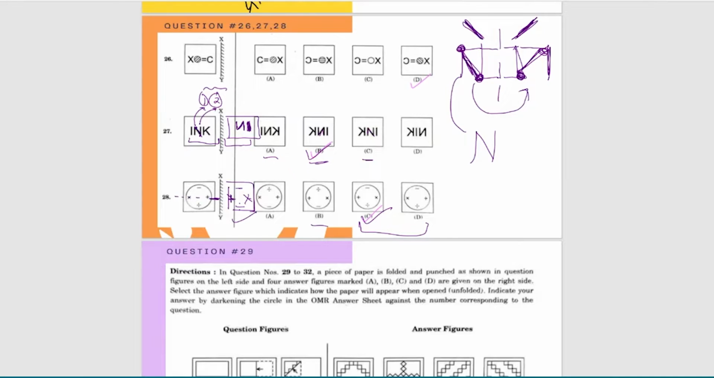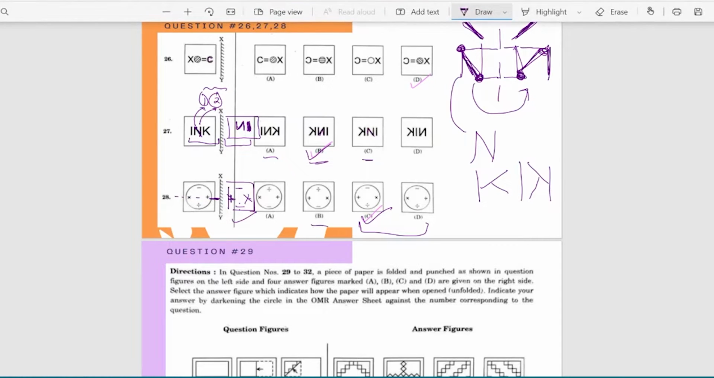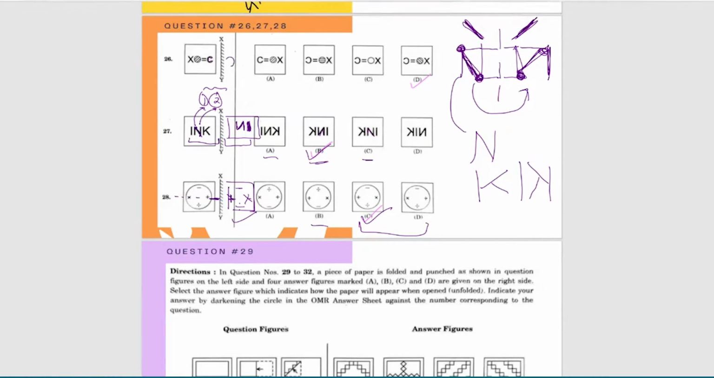So we can even check the k over here. Since the k looks like this, so in the final answer the k should look like this. Alright, and now let's apply this to question number 26. Over here we can see that C looks like this. So now we have to flip C, right? So now C should look like this.